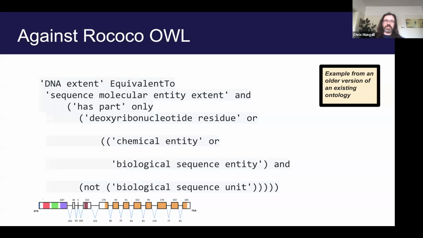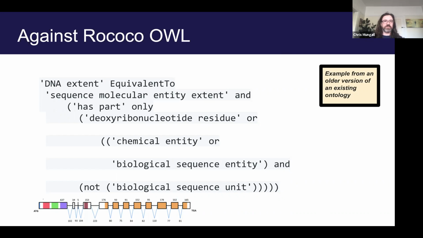So in some ways I want to bring an end to what I see as Rococo OWL. So I picked one example that is no longer in an existing ontology. I didn't want to highlight any one particular offender and so on. But to me, this is an example of something that is maybe a little bit too ornate and doesn't really give you a great deal of functionality.